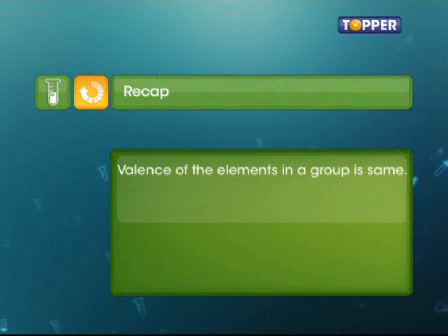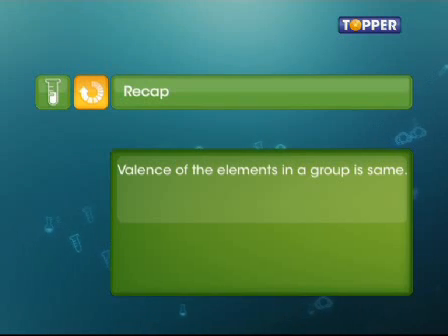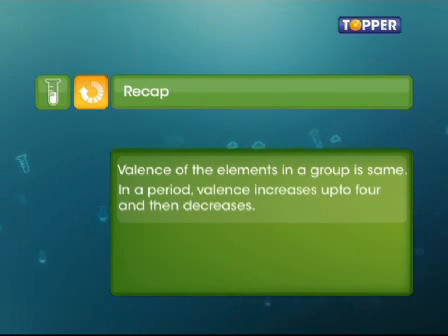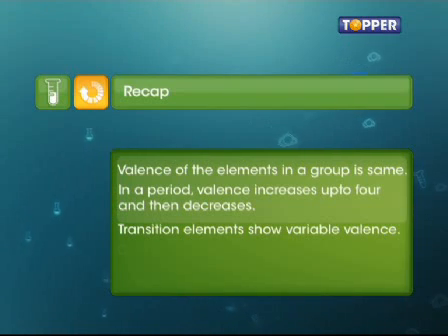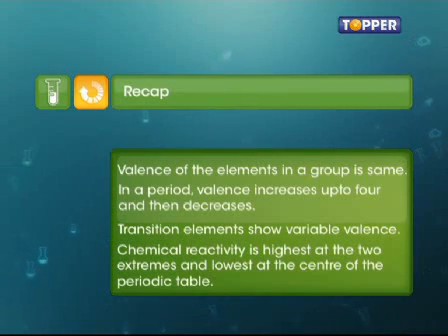Today we have seen that the valence is the same for the members of a group. On the other hand, in a period, valence increases up to 4 and then decreases. We have seen that transition elements show variable valence. Another important point is that chemical reactivity is highest at the two extremes and lowest at the center.